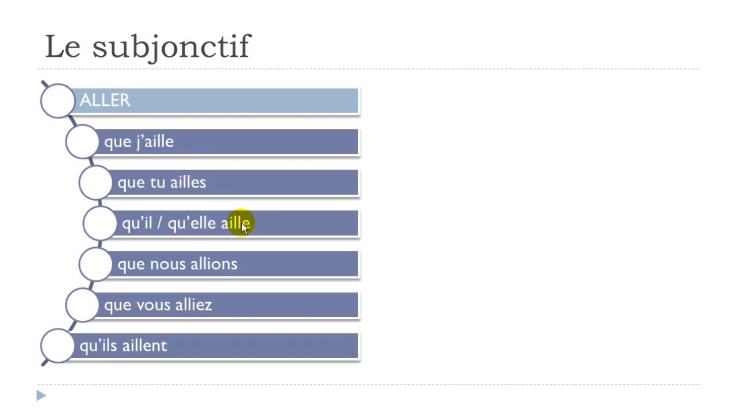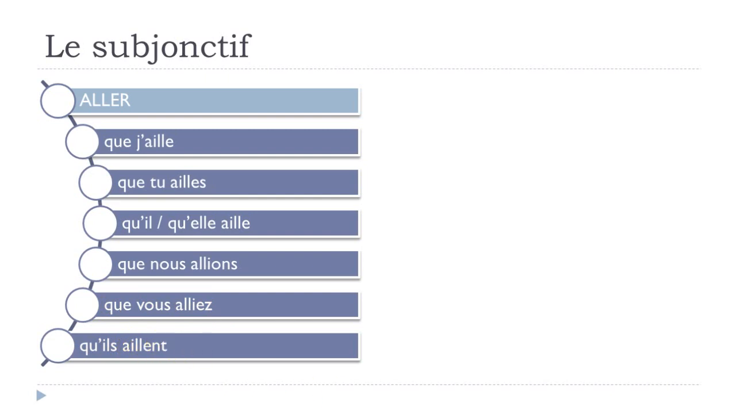qu'il aille, qu'elle aille, que nous, and that's the difference here, allions, allions, okay? Que vous alliez. I don't make the liaison just for you to listen carefully: alliez. If you want to make the liaison, que vous alliez. And then qu'ils aillent, and the feminine form, qu'elles aillent.